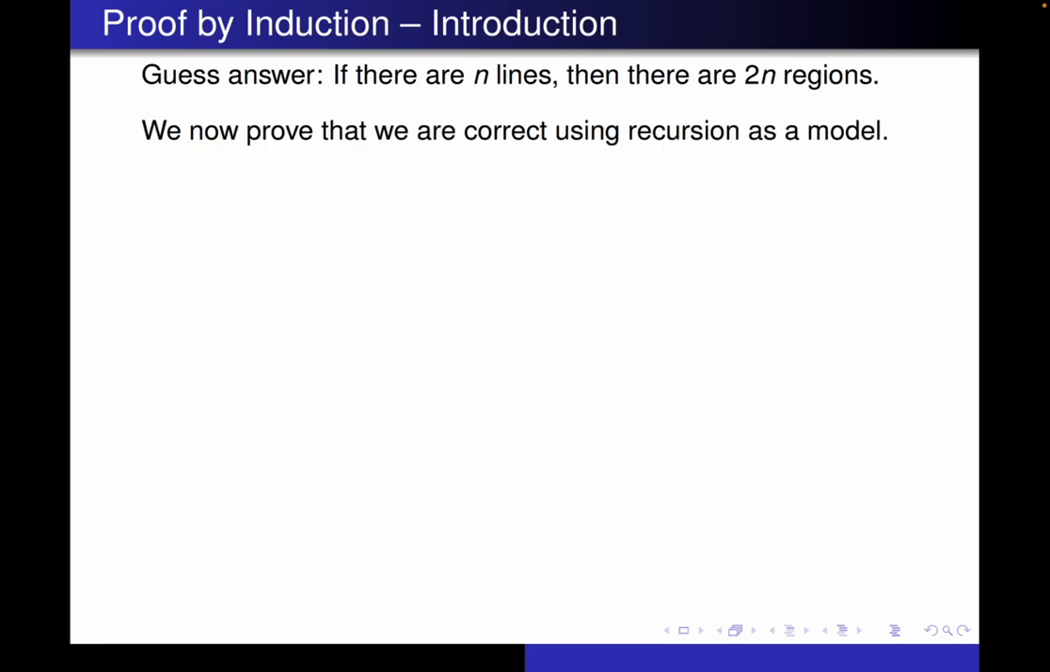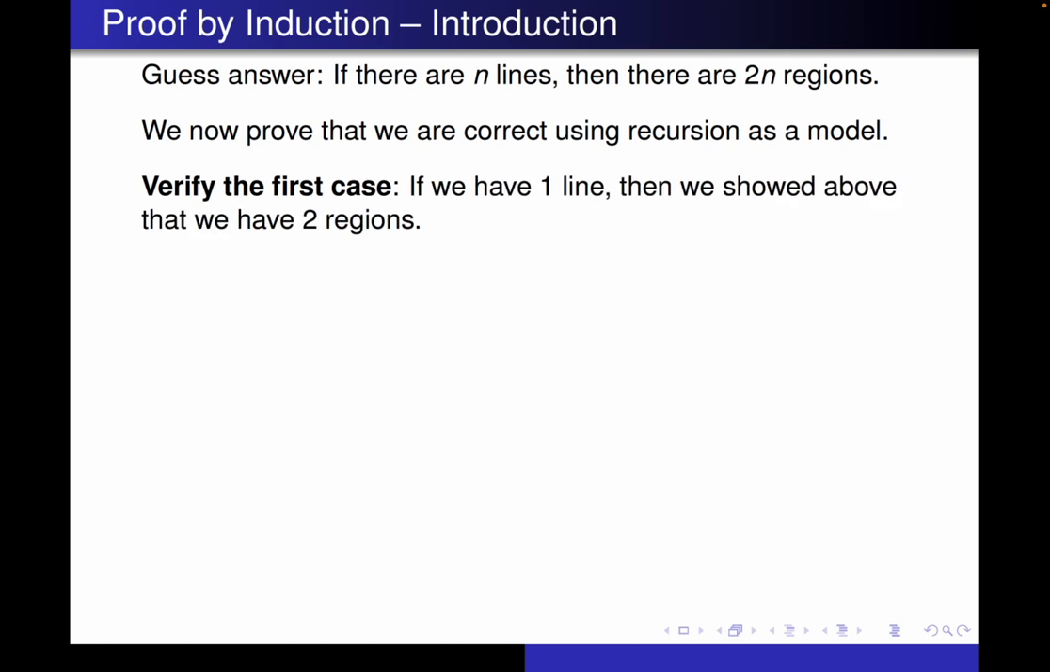So if we actually want to prove this is correct, what we want to do in this case is use recursion as a model. So what we do first is just verify the first case, which we actually already did. You draw one line, and you could literally see that we have two regions. So since we have two regions, and n equals 1, 2 is the same as 2 times 1. That means the formula number of regions equals 2 times n works.